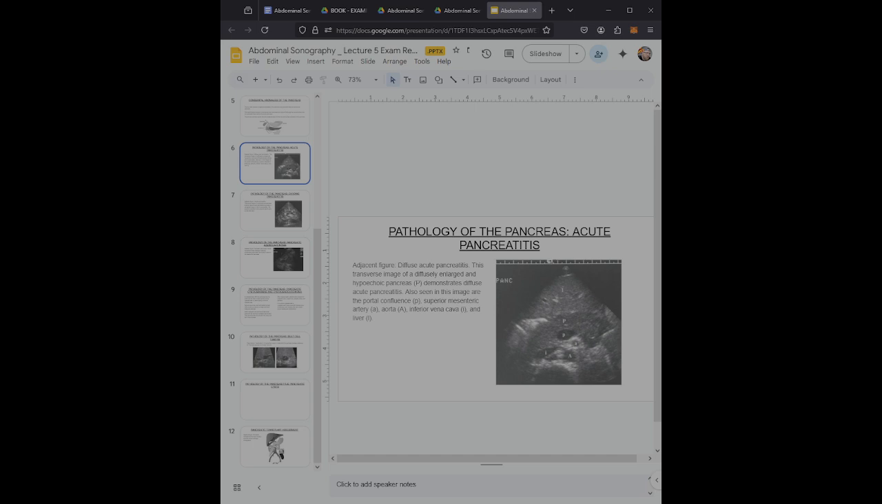Patients will typically complain of abdominal pain, back pain, some leukocytosis, elevations in blood glucose, as well as elevations in lipase. Sonography is not always successful at diagnosing cases of acute pancreatitis, and this is because the pancreas might appear completely normal, but diffuse enlargement of the gland can be seen, and most likely the entire pancreas will become enlarged and hypoechoic.